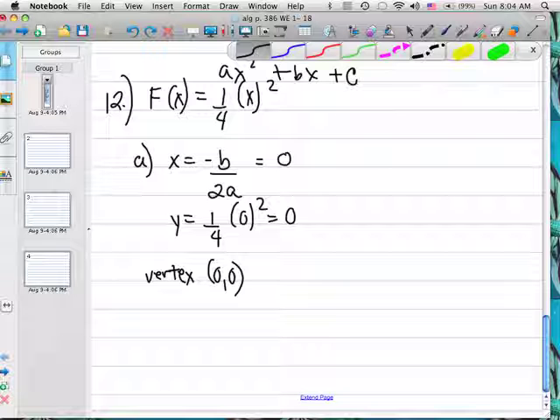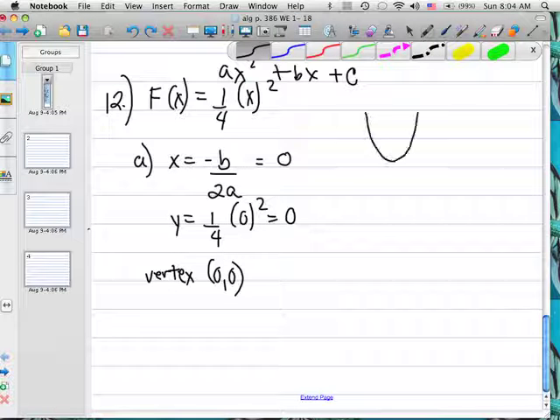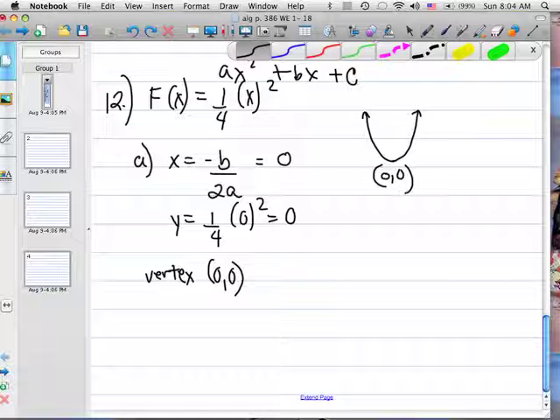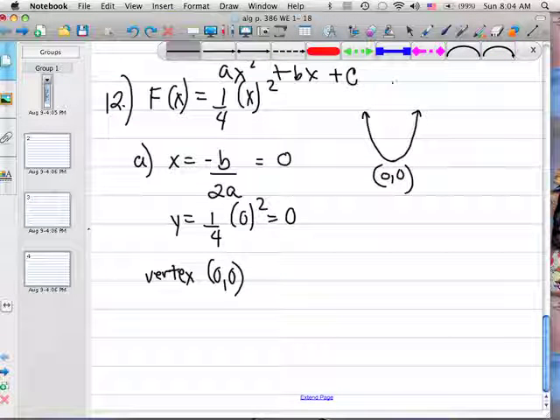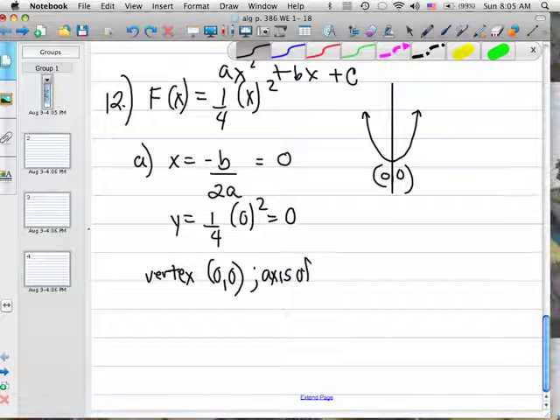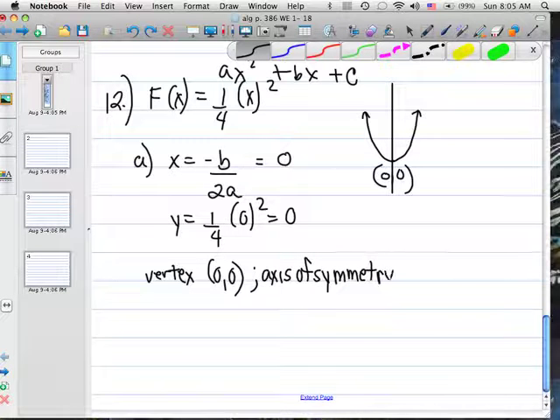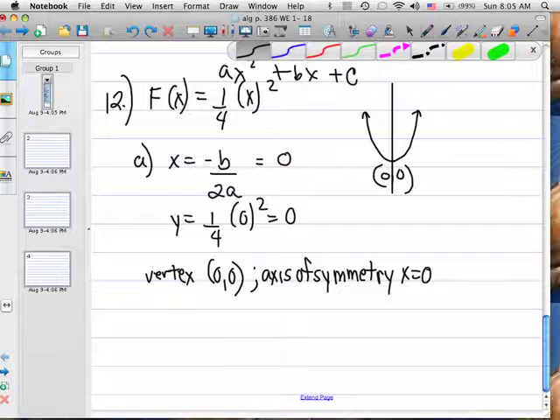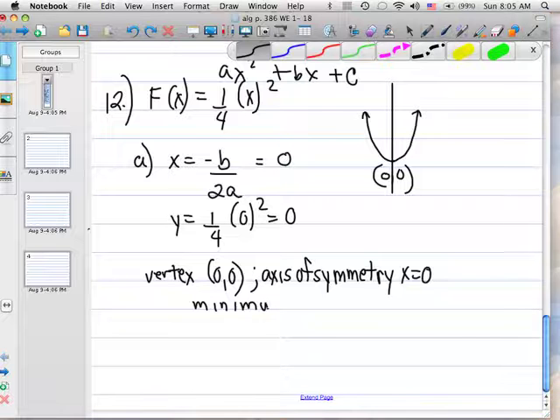And it's positive, so again it opens up. Looks like the odds are going to open down. So this is 0, 0. Our axis of symmetry has to go right through the vertex, so it's a vertical line. So x equals 0 is the axis of symmetry. And it has a minimum of 0.